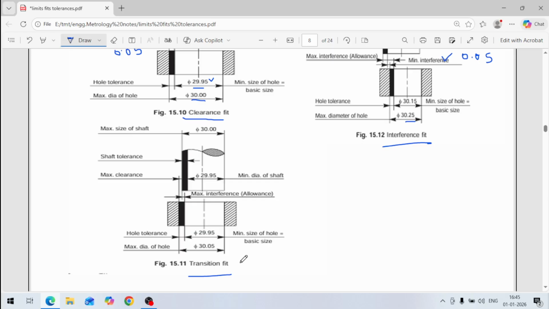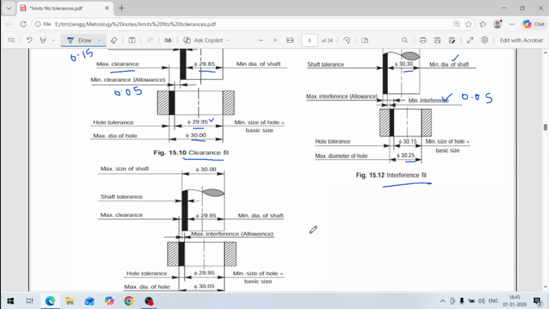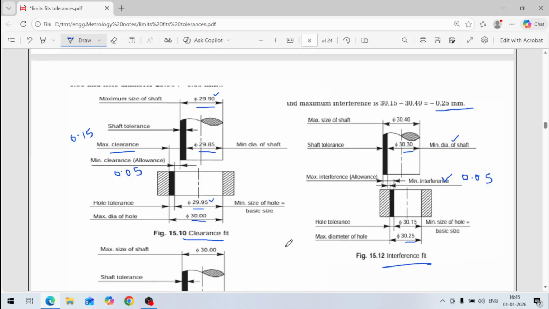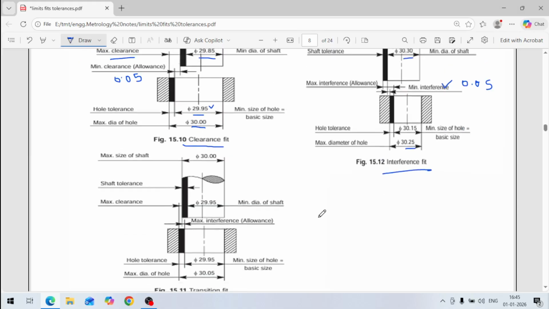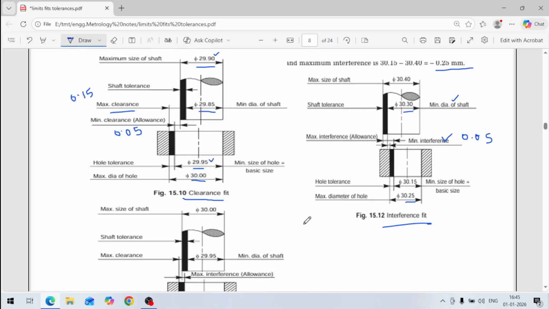So this type of fits are required, and I think it's clear to you how we calculate these tolerances on the fits, different types of fits. So there are these three types of fits: clearance fit, interference fit, and transition fit. I think it's clear to you.